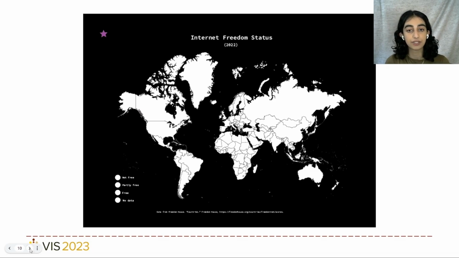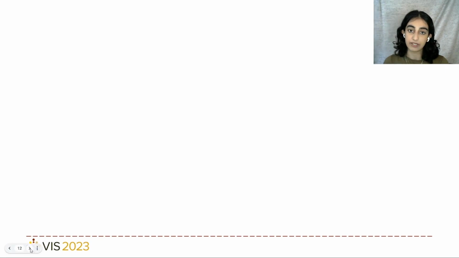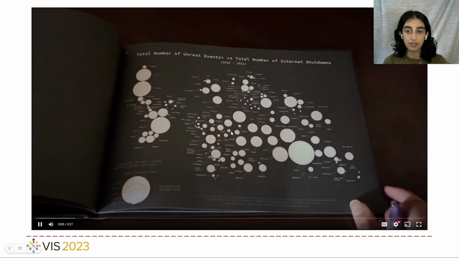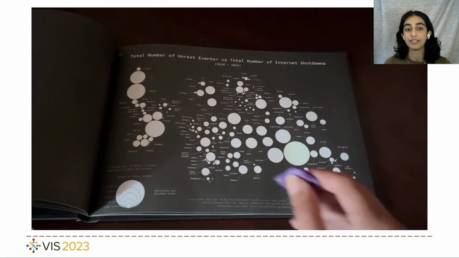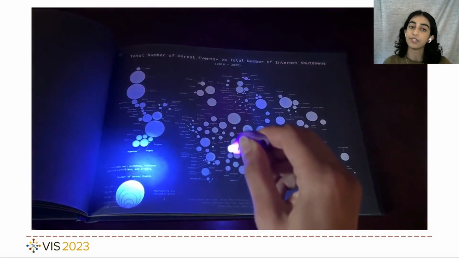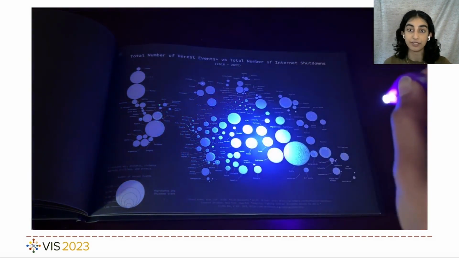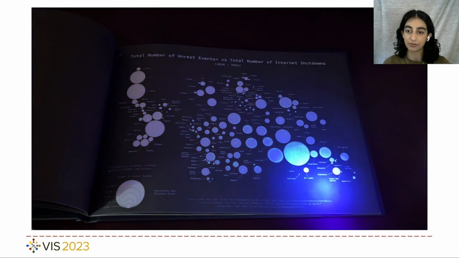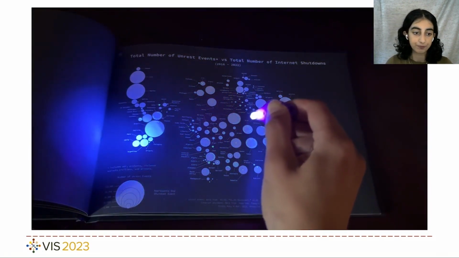And the next one we're going to look at is the number of unrest events in relation to the number of internet shutdowns that have happened in different countries. And as you can see in this video, when the viewer applies the UV light, the number of little dots in each circle determines the number of internet shutdown events that have happened in that country.